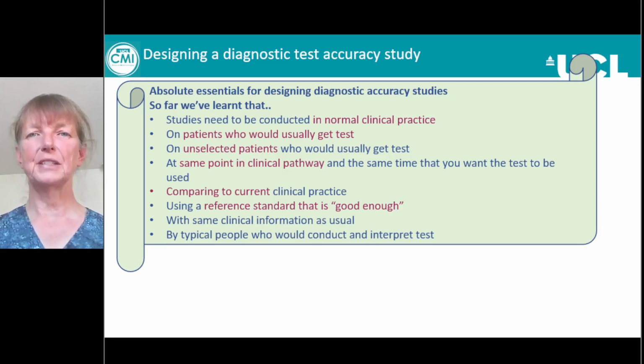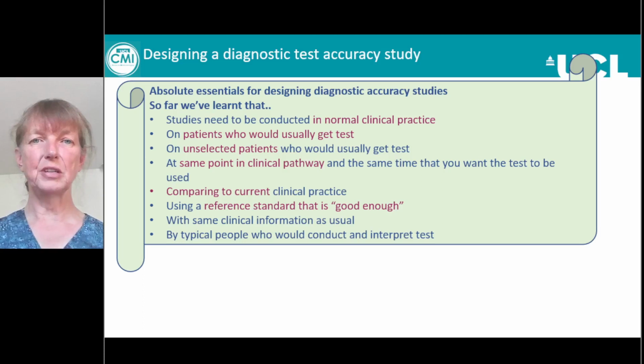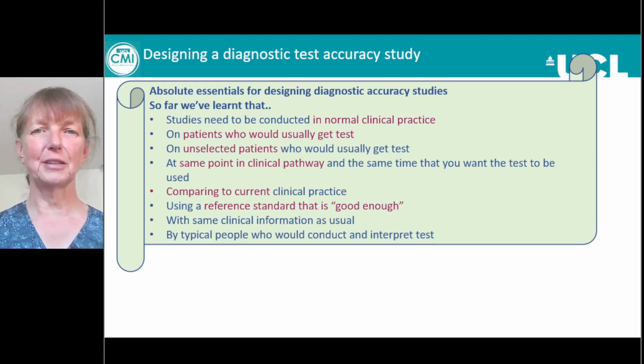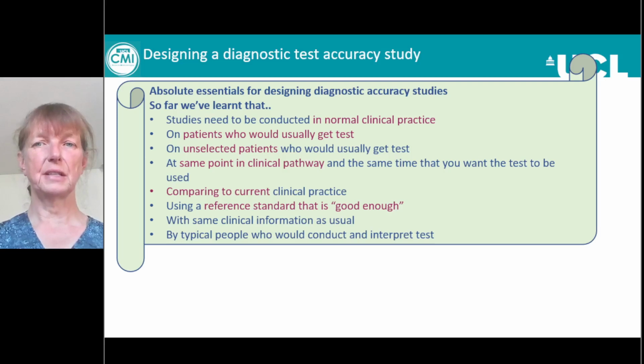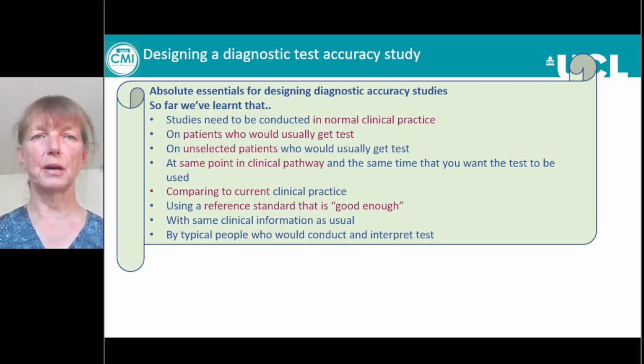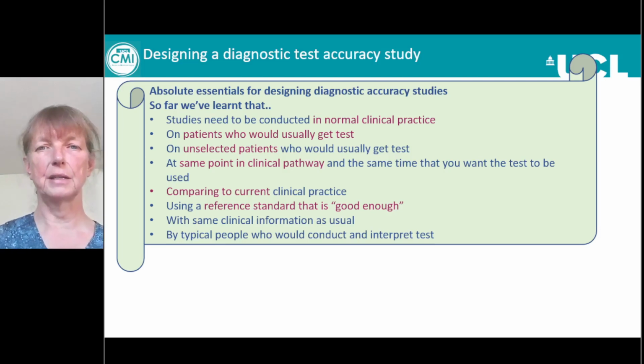And the sort of things we've learned is that when we're designing diagnostic accuracy studies, we need to be doing the studies in normal clinical practice where we'd like to use a test. And we need to be doing it on patients who would usually get the test and on an unselected sample of patients. We need to have pinpointed the time in the clinical pathway that the test would be used in future, and we need to be using those patients for our diagnostic study. So it also needs to be at the same time point in terms of the other tests and at the same time point in actual time to when we'd want them relative to everything else in current practice.